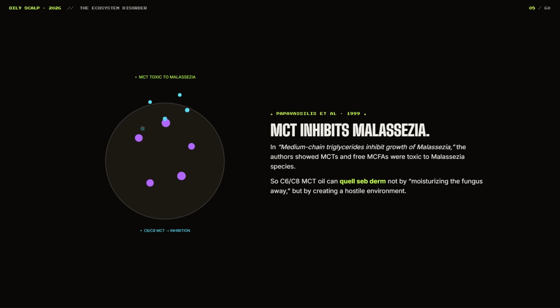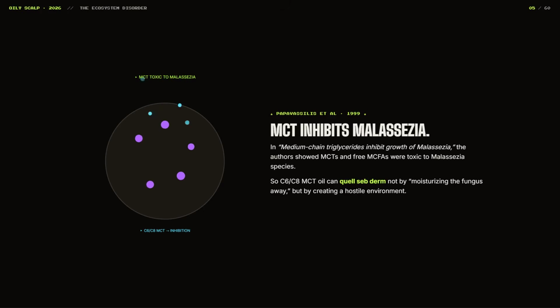Looking at the 1999 paper by Papavasilis et al., titled, quote, "Medium-chain triglycerides inhibit growth of Malassezia," unquote, the MCTs, the medium-chain triglyceride free fatty acids, were toxic for Malassezia species. The researchers found that MCTs suppressed Malassezia growth and that MCT free fatty acids could suppress some Malassezia species at even low concentrations.